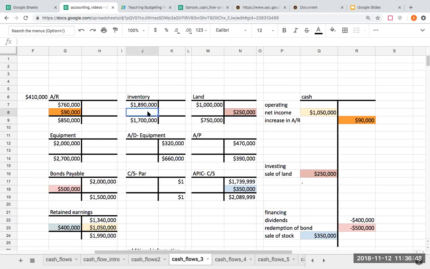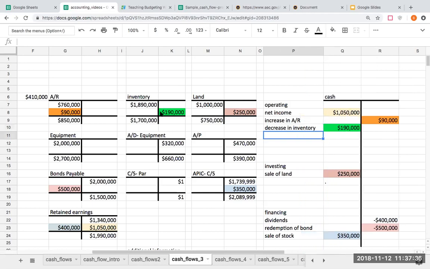My inventory went from $1,890,000 to $1.7 million. What happened here? Well, in this case, to balance my T account, I'm going to need a credit of $190,000. So $1,890,000 minus $190,000 gives me $1.7 million. And so for this one, I'm going to do the opposite to cash, or I'm going to debit cash here for $190,000. When I do this, my description is going to match what happened in the T account. So this is going to be a decrease in inventory. And we'll make this just a little bit bigger for right now. There we go. Okay. So I have a decrease in inventory.